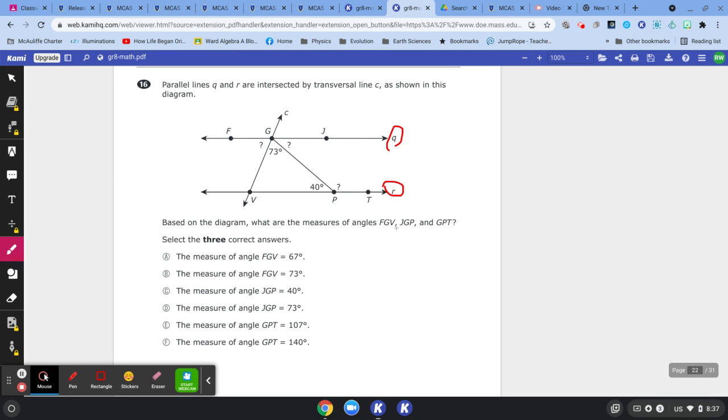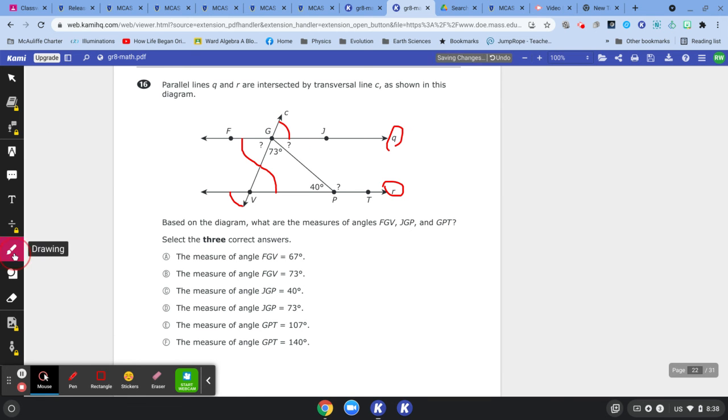We need to find out the measure of FGV, and they've marked that with a question mark. So this is FGV, right here. So we need to find this angle. I'm going to note that this angle is the same as FGV by using the same color. We won't need that other angle. The reason these two are the same is because they're a pair of alternate interior angles. And this angle is also the same.